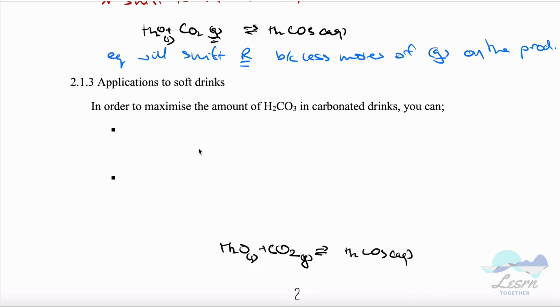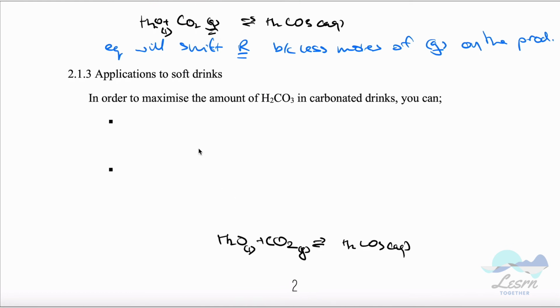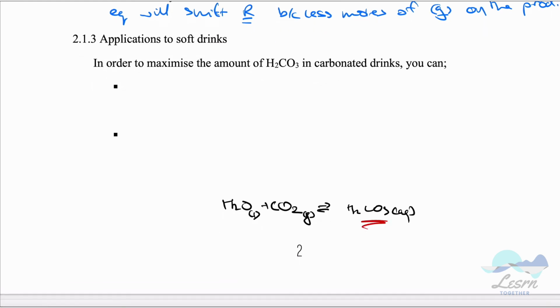Now, the good stuff that you taste in the soft drink is carbonic acid. So this is the good stuff that you taste in the soft drink, and you want as much carbonic acid as possible. Now, let's think about how temperature and pressure affect soft drinks.